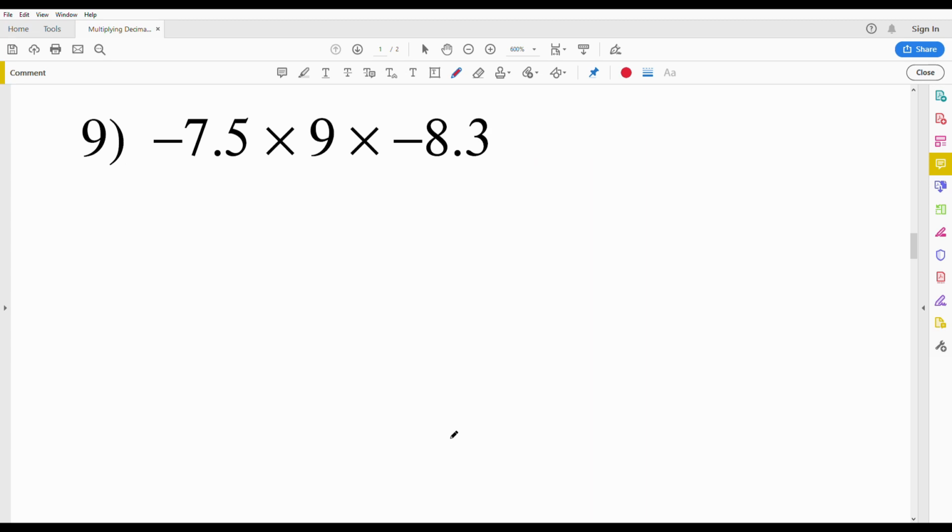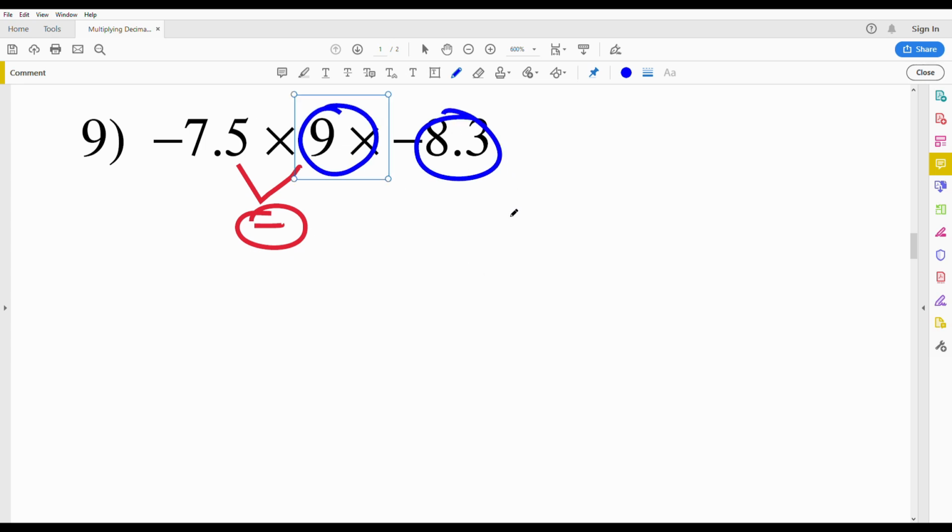In number 9, we're going to be multiplying 3 numbers together. But let's start with just multiplying 2. We have a negative times a positive. That's going to result in a negative. And again, just like when multiplying integers from our previous worksheet, the order in which we multiply doesn't matter. So we could have done 9 times 8.3 first, but I'm choosing just to work left to right for this problem.